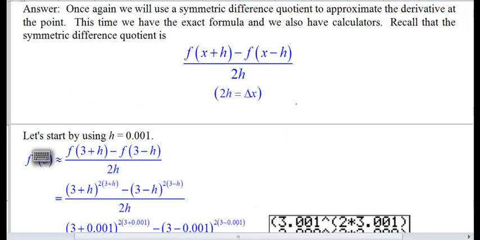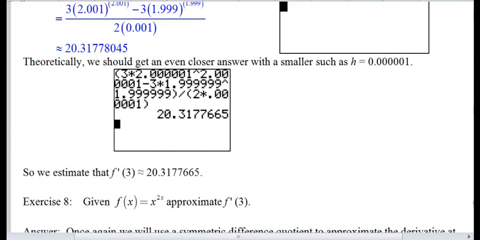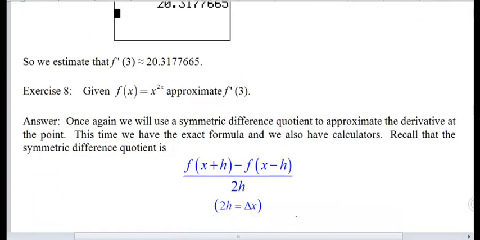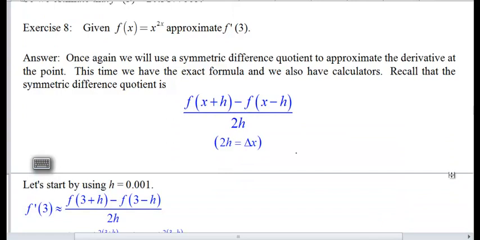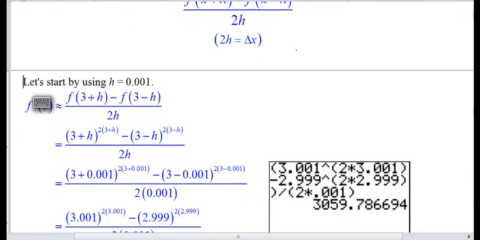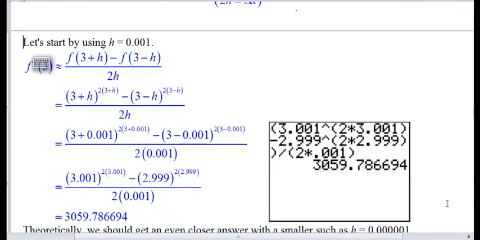So let's review back here, and from our last video, suppose we had the function f of x equals x to the power 2x, and we wanted to approximate f prime of 3. We're wanting to evaluate this symmetric difference quotient, f of x plus h minus f of x minus h over 2h, for some small h. For example, if h is 0.001, we worked it like this, and this was our calculation. We're doing it at 3, so it's f of 3 plus h minus f of 3 minus h over 2h. And so we can enter like you see here.